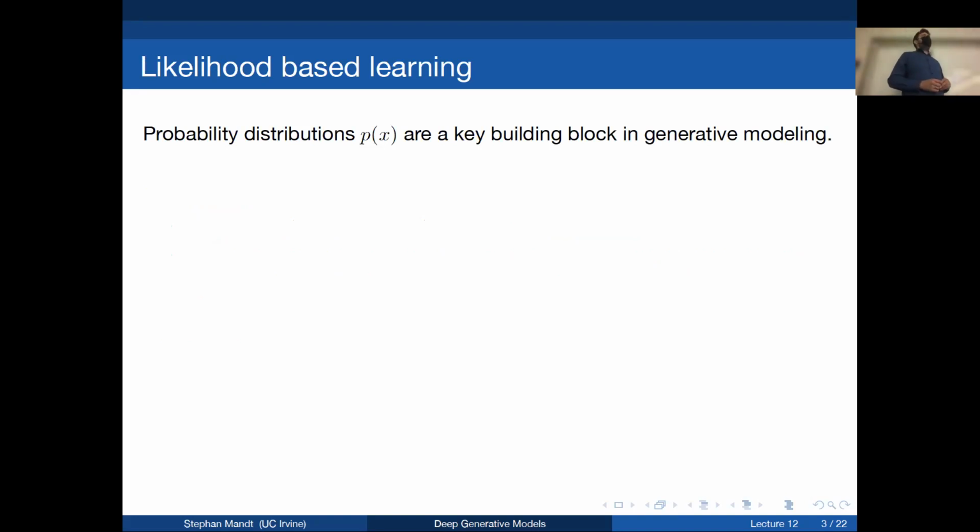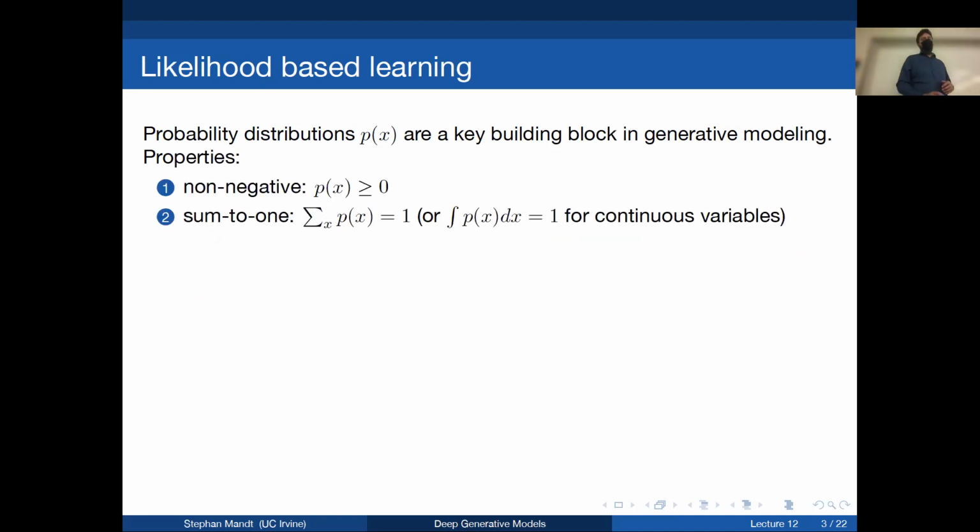First of all, it should be clear by now that probability distributions are core to generative modeling. They are an essential building block that we use in one form or another in all of these different versions. And of course, there are two properties that probabilities should satisfy. First of all, probabilities should always be non-negative. And then they should sum up to 1, if there are discrete states for x. If x is a continuous variable, then we have the notion of a probability density, and we ask that this probability density integrates to 1.